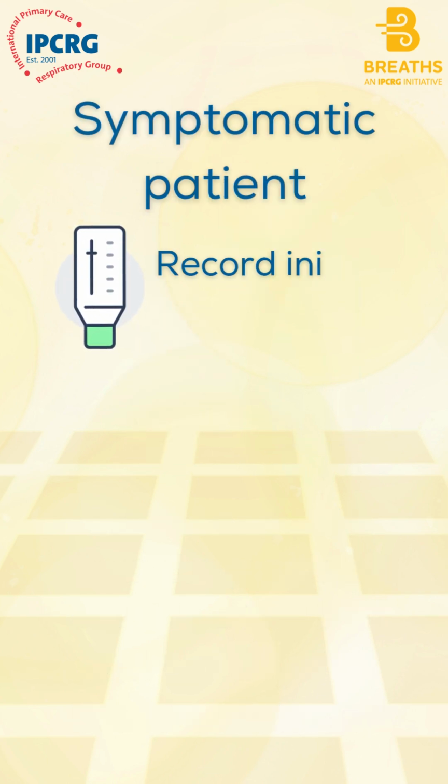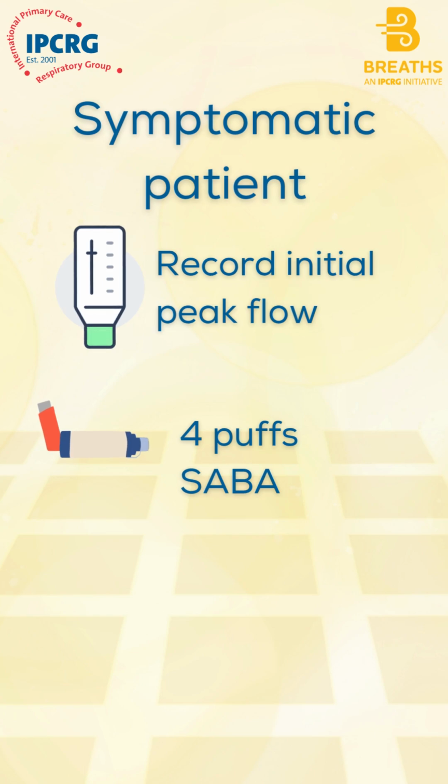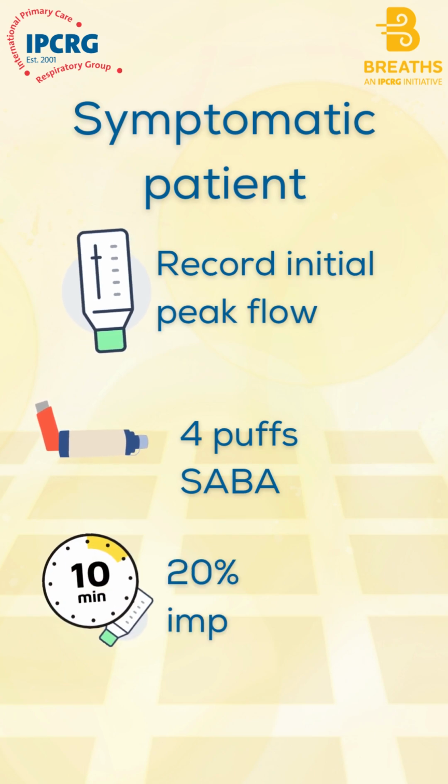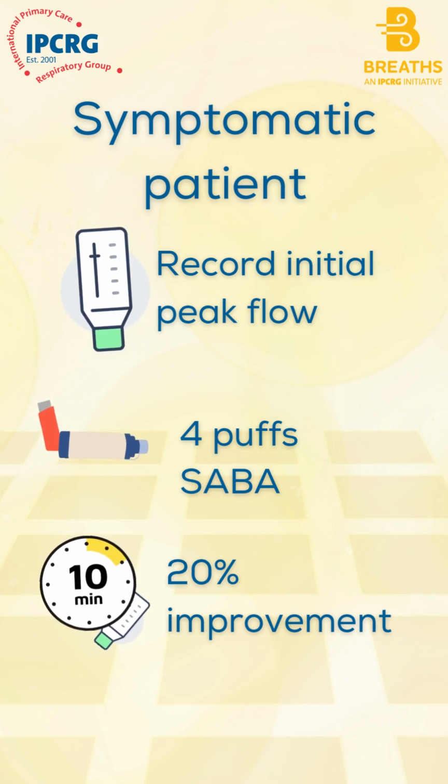If the patient is symptomatic, you can also record an initial peak flow, then administer 4 puffs of a short-acting beta agonist like salbutamol or albuterol via a spacer. Remeasure the peak flow after 10 to 15 minutes. An improvement of 20% or more supports an asthma diagnosis.